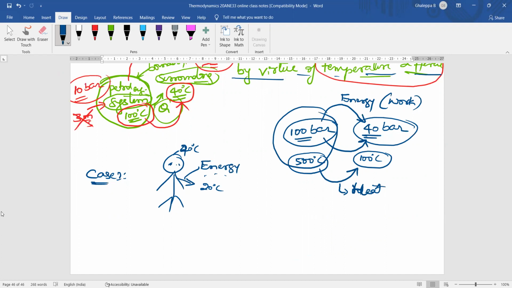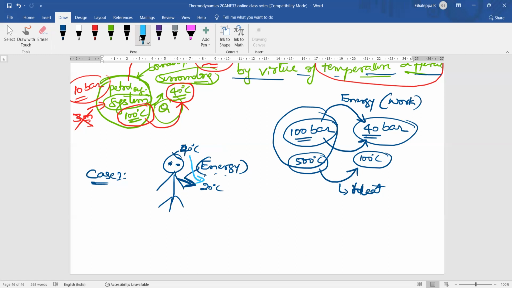Dear students, now you tell me what kind of energy is rejected by the body to the surrounding, whether it is heat or work. Heat, sir. Heat, because why is it heat? Because the temperature is decreasing from 40 degrees to 20 degrees. We should say due to temperature difference. Due to temperature difference, if any energy exchange takes place, that is called heat.